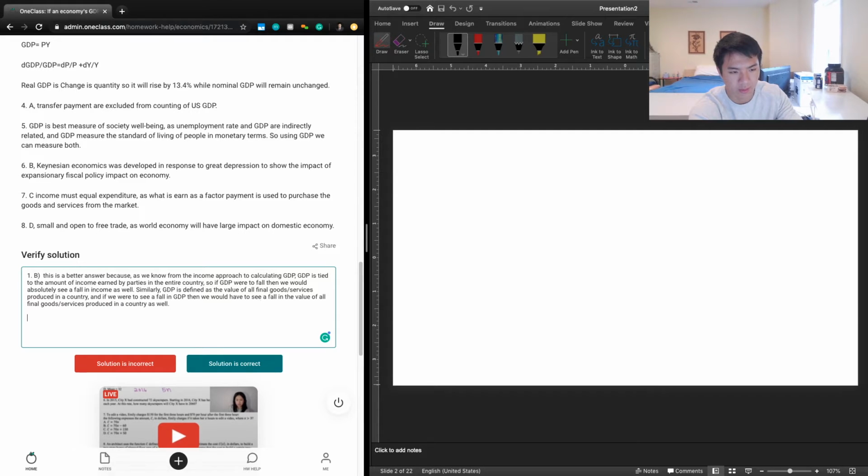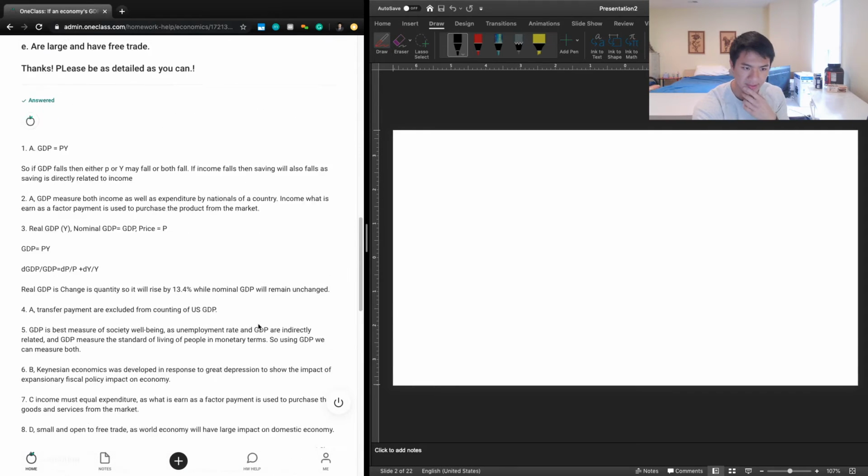And we can add a quick note that says A gets the income approach relationship correct, but confuses savings, personal savings, with national savings. And so that's not going to be the right answer. So we're going to add this as a correction to this first answer choice.